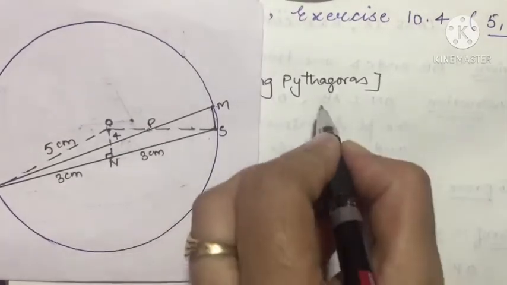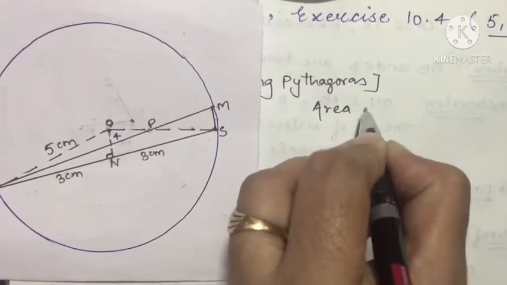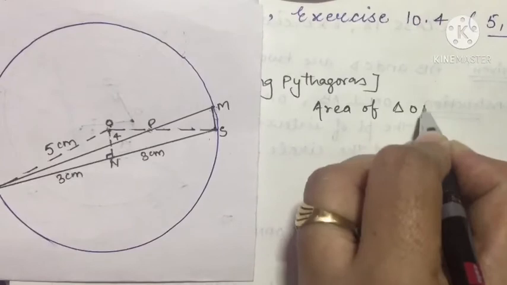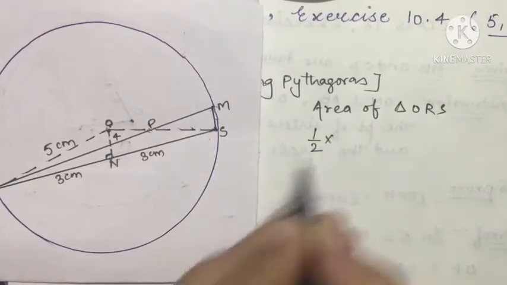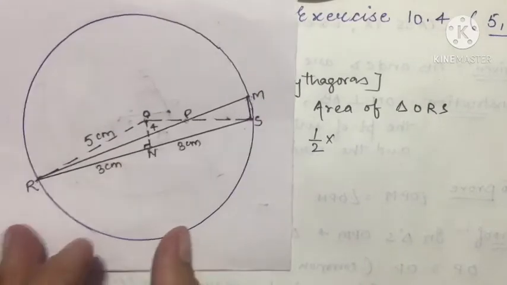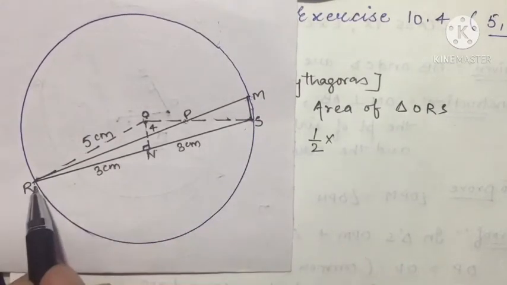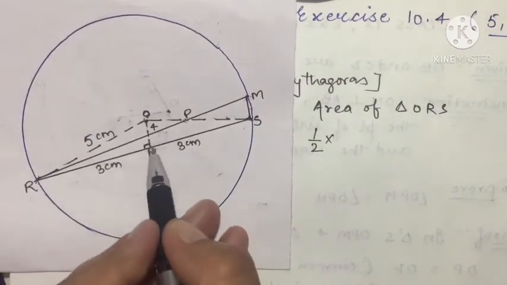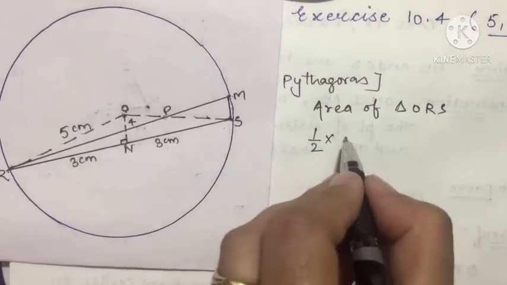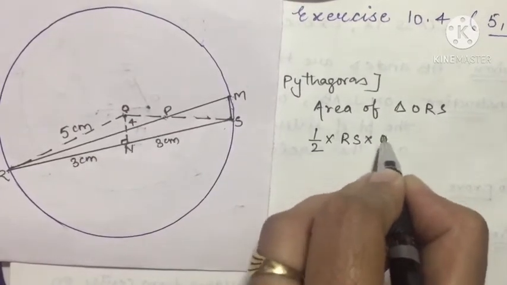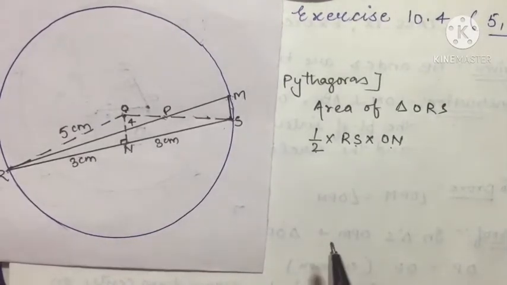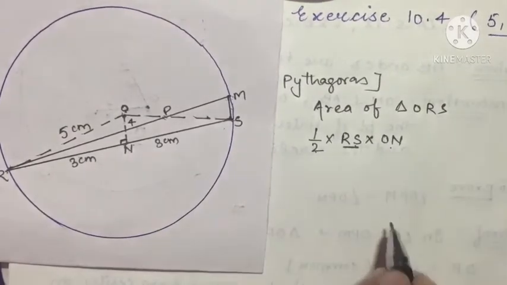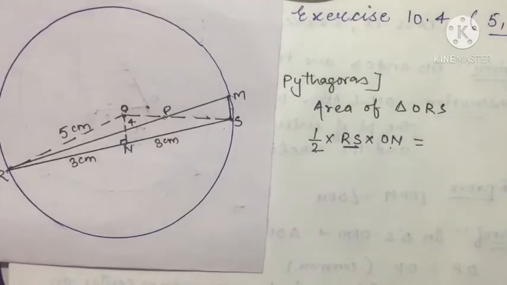Here I am writing the area of triangle ORS, 1 half into base into height. Here I will take base as RS. If I take base RS, what is the perpendicular on that? The perpendicular will be ON. So this is what I have taken, base RS. Okay, the area must be equal.